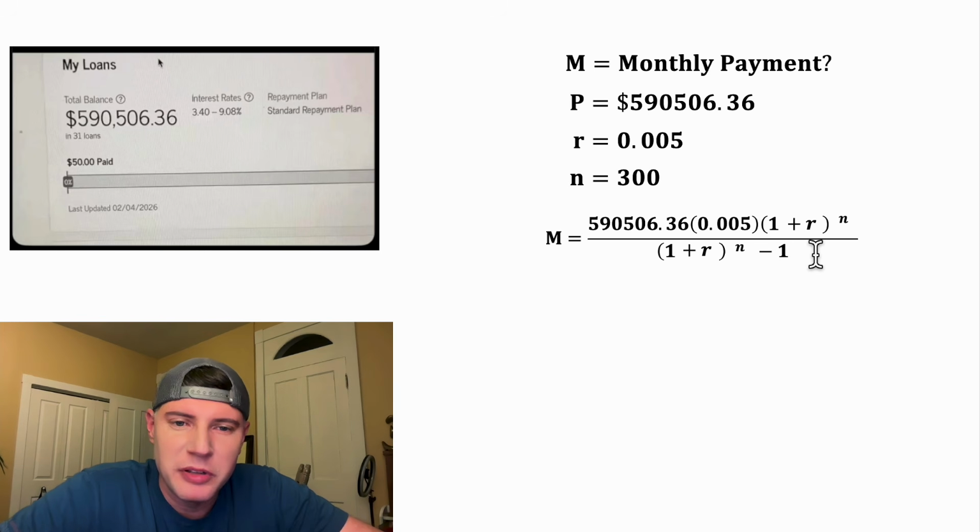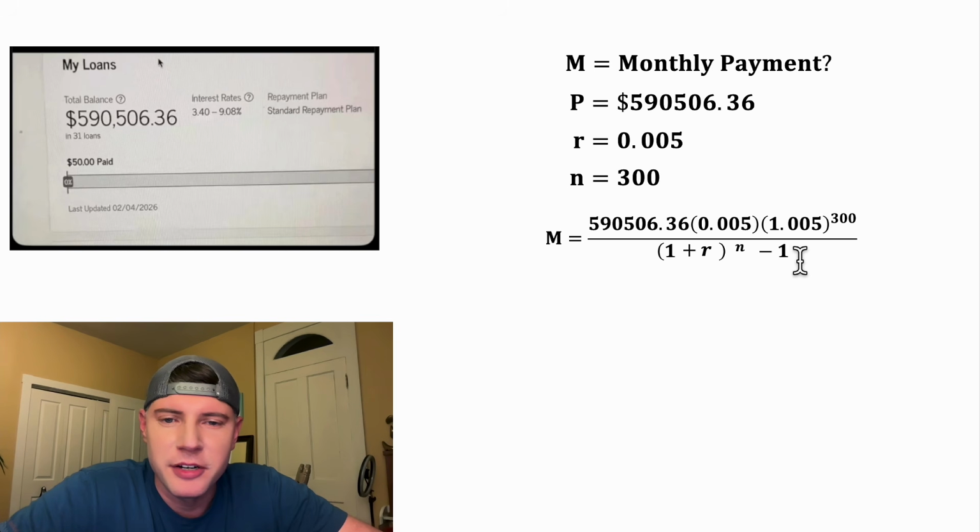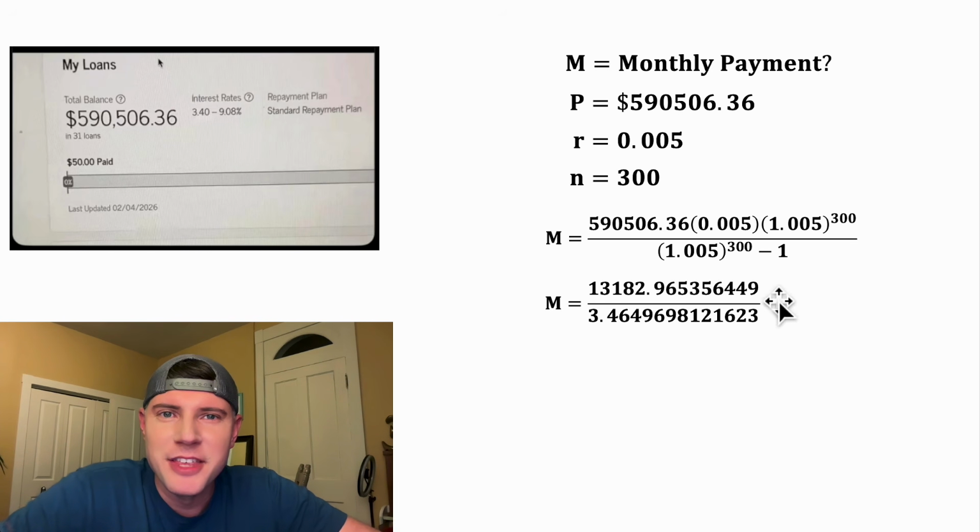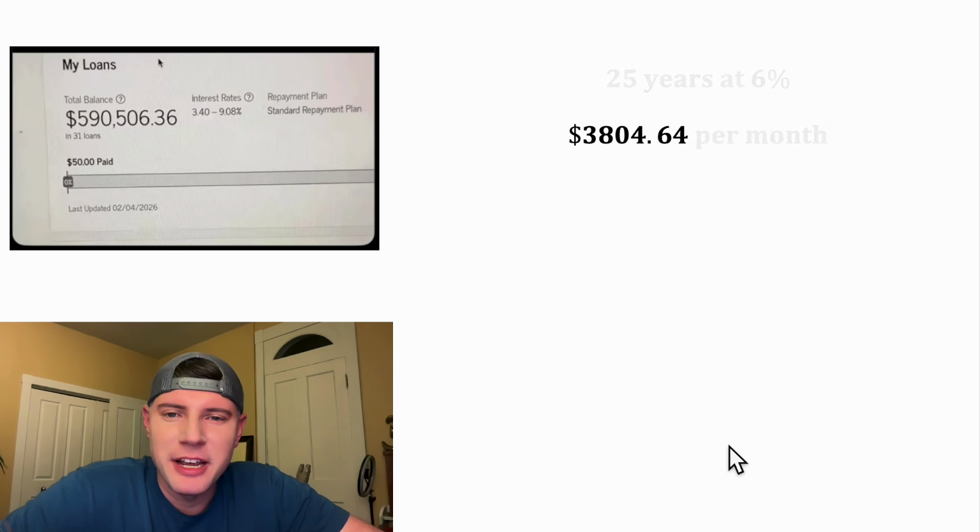And then for 1 plus R, it'll be 1.005. And then for this N exponent, it's going to be 300. This will become 1.005, and this will also become 300. Now we can plug the top and the bottom into a calculator and we end up with this. And then this divided by this is equal to this. The monthly payment will be $3,804.64. Let's bring it up here and give it a label.